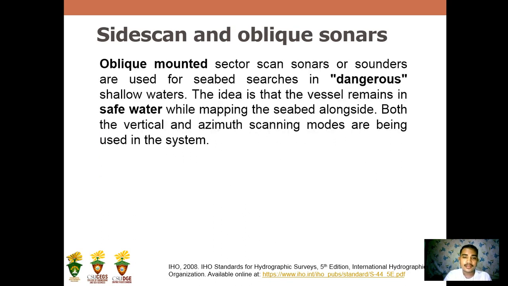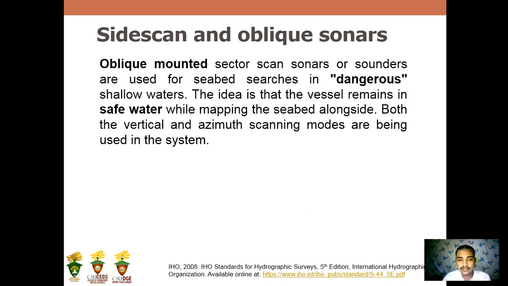So another one is the oblique mounted sector scan sonars or the sounders used for seabed searches in dangerous shallow water. From the word itself, oblique, the transducer is tilted. So the idea is the vessel remains in safe water while mapping the seabed alongside. Both vertical and azimuth scanning modes are used in the system.